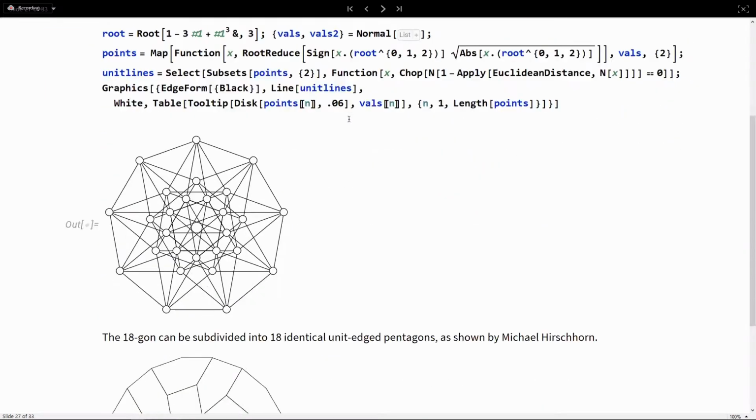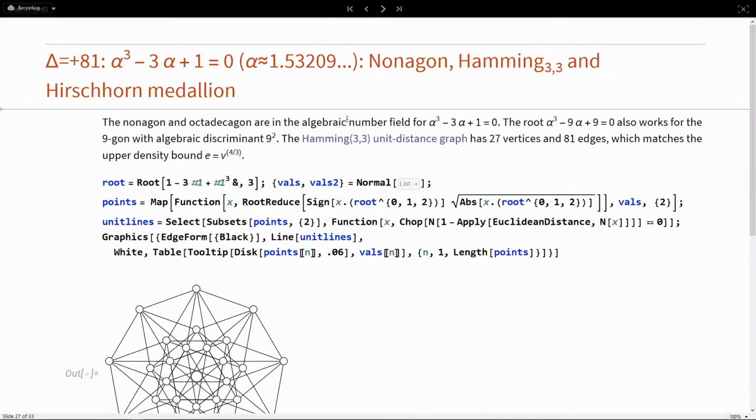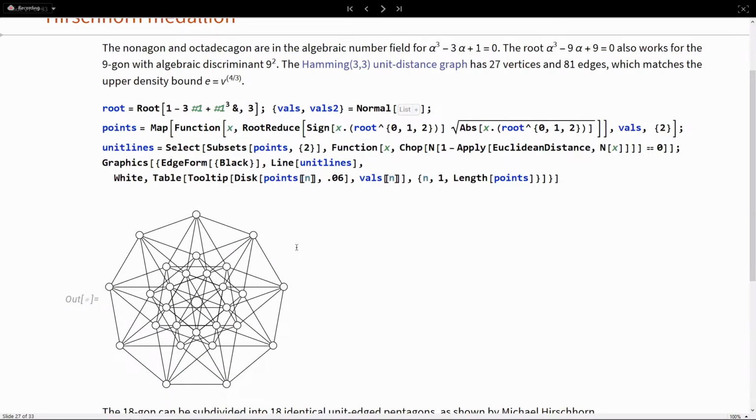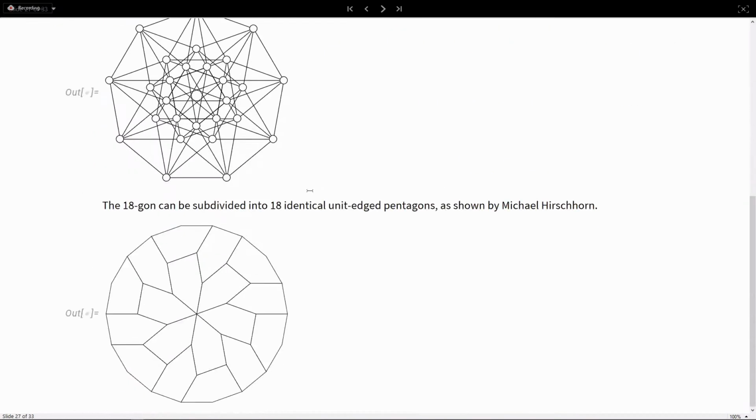The Hirschhorn medallion is in the space of the nonagon, or 9-sided polygon. You can get all of these as unit lines. This is a nice object here with 81 edges that all have unit length. And this is the Hirschhorn medallion, a way of arranging 18 identical pentagons in order to make an 18-gon.